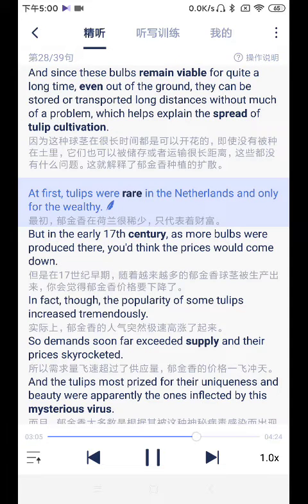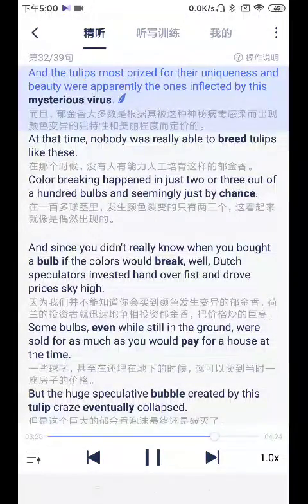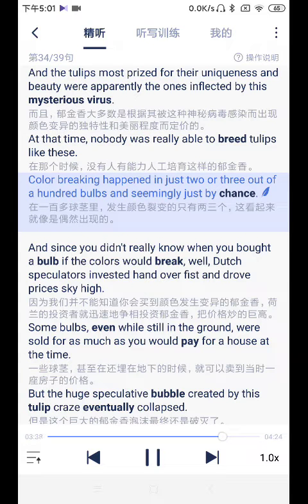At first, tulips were rare in the Netherlands and only for the wealthy. But in the early 17th century, as more bulbs were produced there, you'd think the prices would come down. In fact, though, the popularity of some tulips increased tremendously, so demand soon far exceeded supply, and their prices skyrocketed. And the tulips most prized for their uniqueness and beauty were apparently the ones infected by this mysterious virus. At the time, nobody was really able to breed tulips like these. Color breaking happened in just 2 or 3 out of 100 bulbs, and seemingly just by chance.